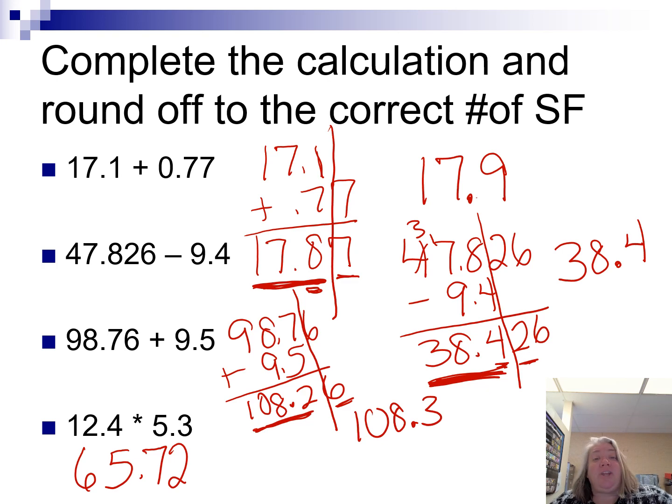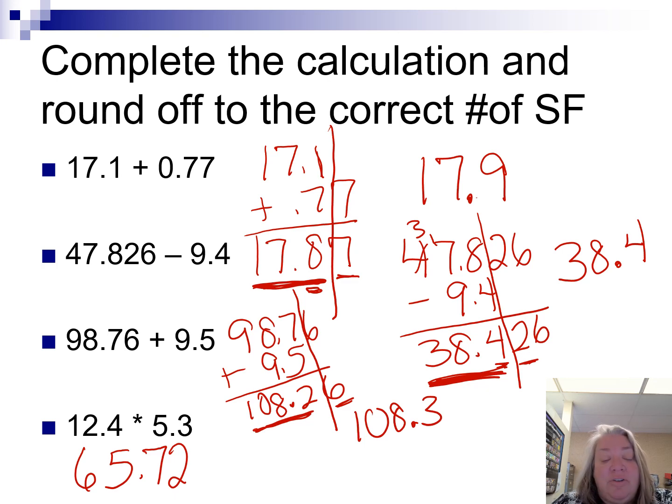Now here we've changed operations. We're not adding and subtracting, we are multiplying and dividing. So we have a whole new set of rules. When you multiply or divide, it goes by the least significant figure within your measurement.